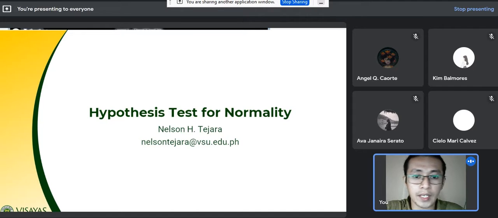So the condition is that if the p-value obtained, class, is greater than or equal to the level of significance, you are going to accept your null hypothesis. Otherwise, if your p-value obtained, class, is lesser than the level of significance, then you are going to reject your null hypothesis. Okay, that's the fourth step. You are going to make a decision.